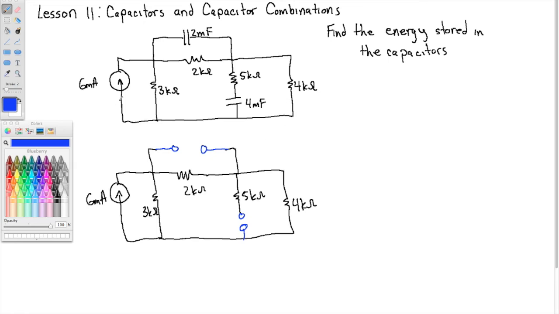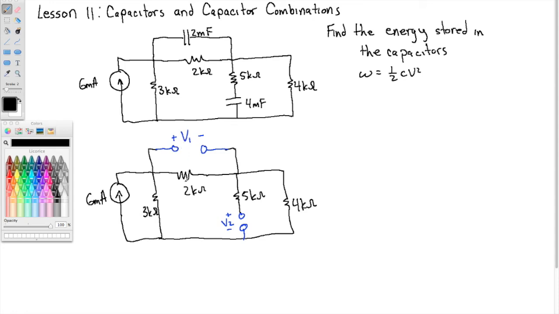We need to find the voltage across the capacitors because the energy in the capacitor is 1/2 CV squared. So we are looking now for this voltage, call that V1, and this voltage here, call that V2. All right, so you might want to pause it right now, see if you can find those voltages. But here we go.